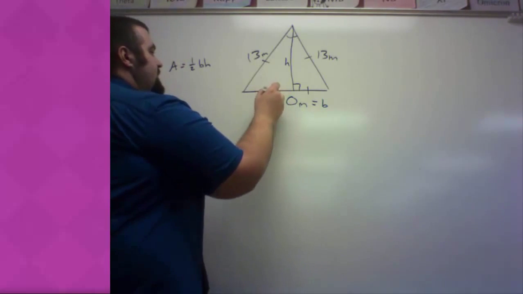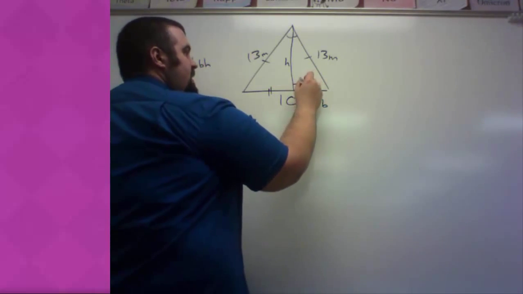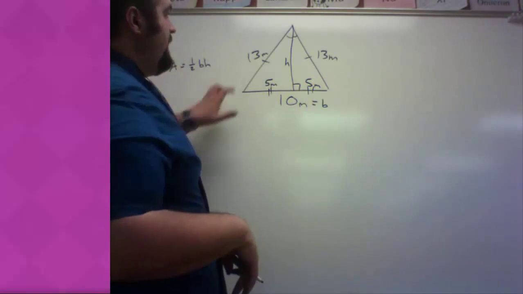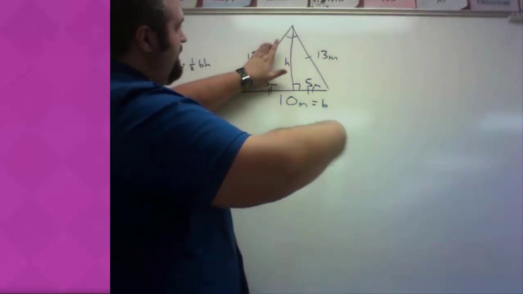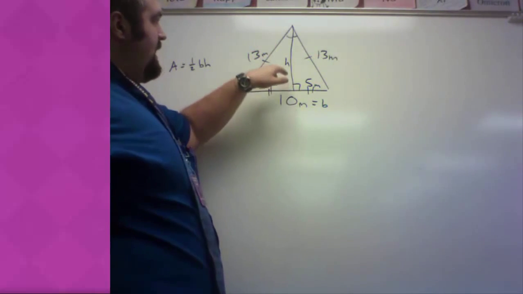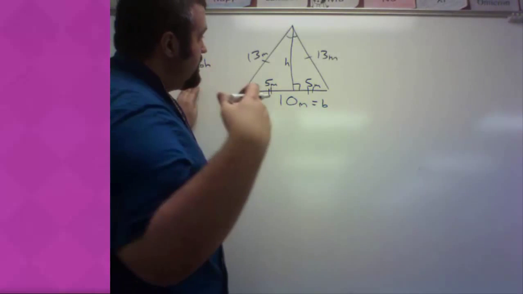Wait a second, it cuts it in half? I know the full length is 10, so half the length has to be 5. And if I look very closely, I have a right triangle here. 5, h, and 13. Well, I have the base. I need the height, so I can plug into my area formula. Solve for h.